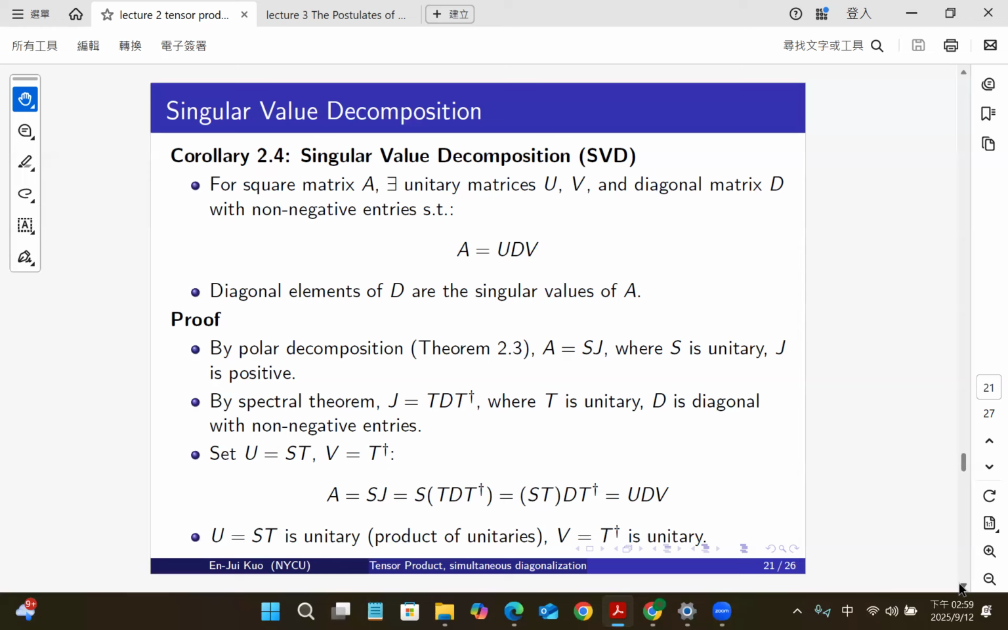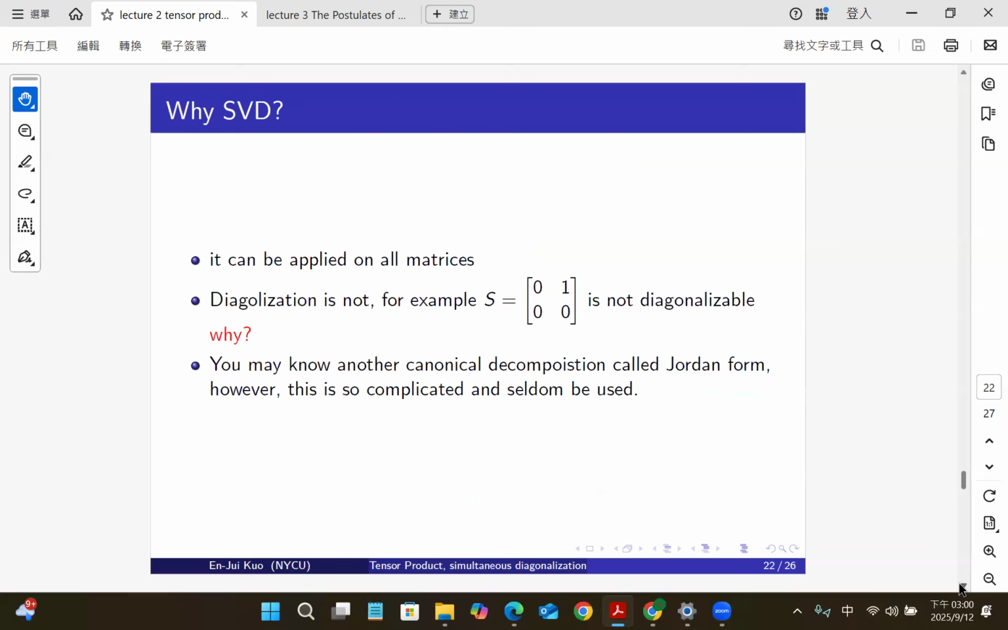Okay. 这个就是说，我的这个证明方式是从 polar decomposition 证明 SVD。那你可以回去试试看，你可以假设 SVD 是对的，然后证明 polar decomposition。这个应该也是一样的，他们可以互相证明。OK, so why do people care about SVD?